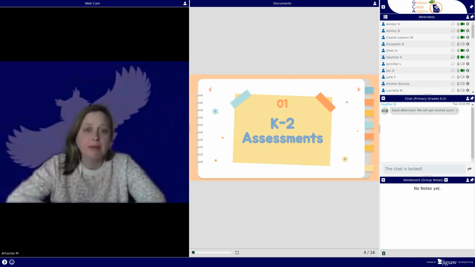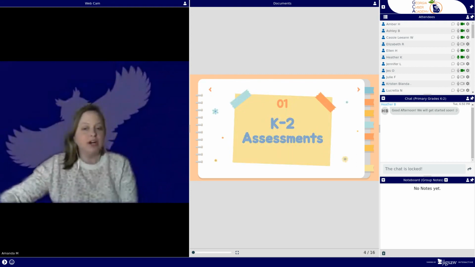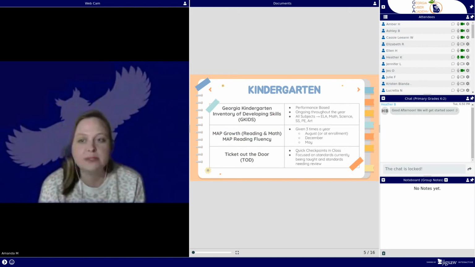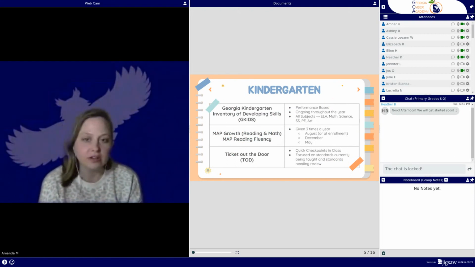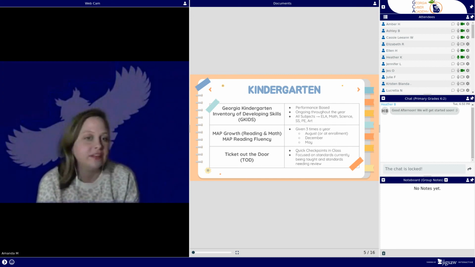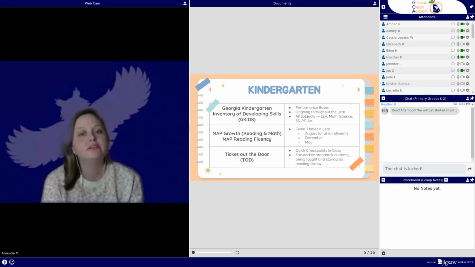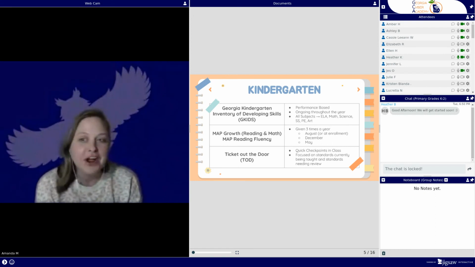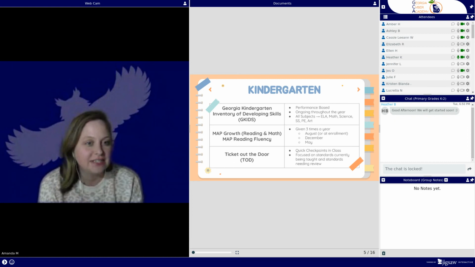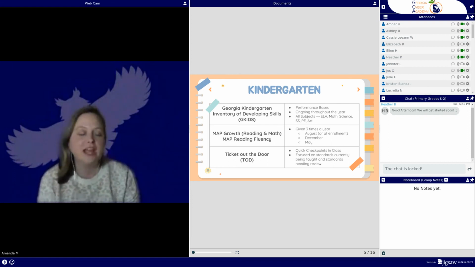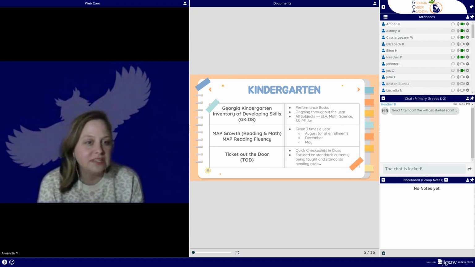So I want us to start with our K-2 assessments. There are some assessments that are the same across all of our grade levels in K-2, and then there are a few differences. For kindergarten, they take the Georgia Kindergarten Inventory of Developing Skills. You've probably heard that referred to as GKIDS. That's how we most of the time refer to it.